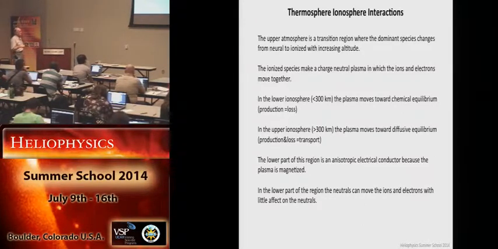And in the lower part of this region, the neutral density is so high that it can move the ions and electrons around with pretty much no effect on the neutrals. That means the neutrals can drive currents, move the plasma around, and the neutrals, they're so big and heavy, they don't care. They just push the plasma around, and the plasma can drive currents in the plasma, but no large effect on the neutrals. Okay.